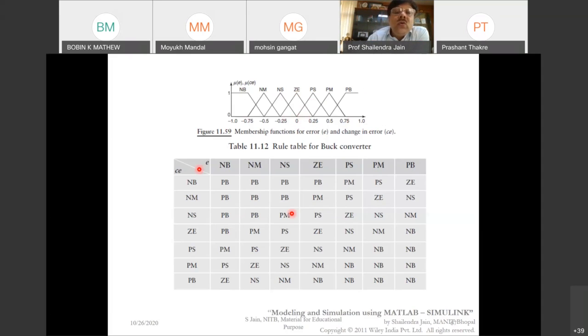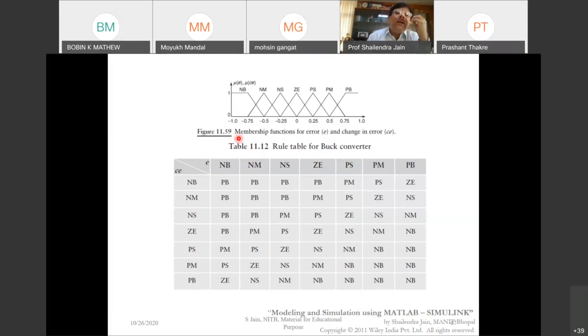Then what do we do? We'll make a rule table. So on one axis we'll have the error. Your error can be 0, positive small, positive medium, positive big, negative small, negative medium, negative big. Similarly, change in error can be 0, negative small, negative medium, negative big, positive small, positive medium and positive big. Now we will write the rules. So 2 inputs, 7 membership functions, so 7 into 7, 49 rules need to be written.